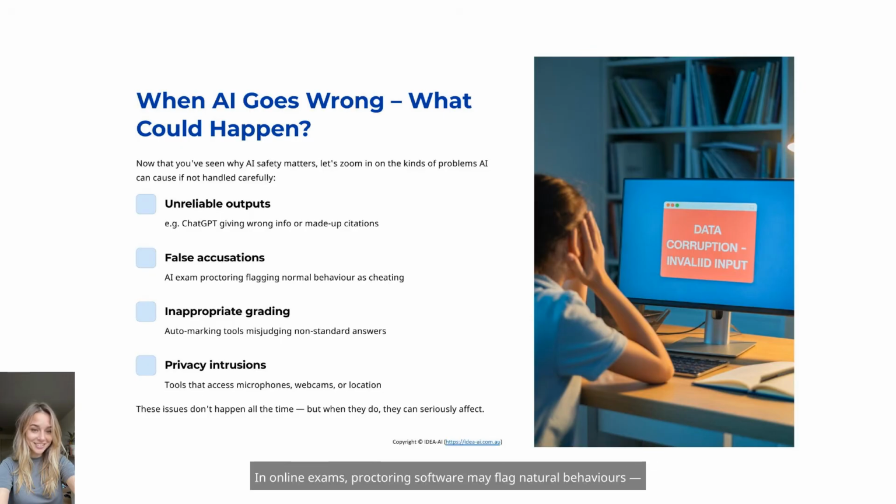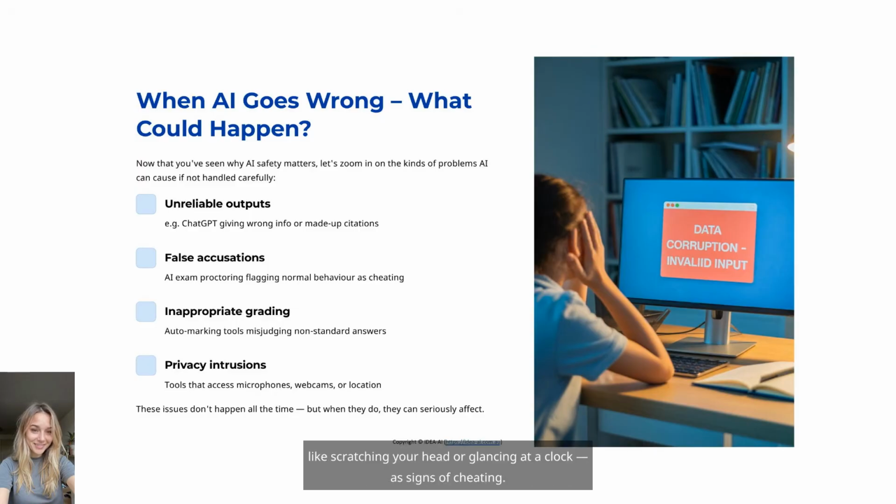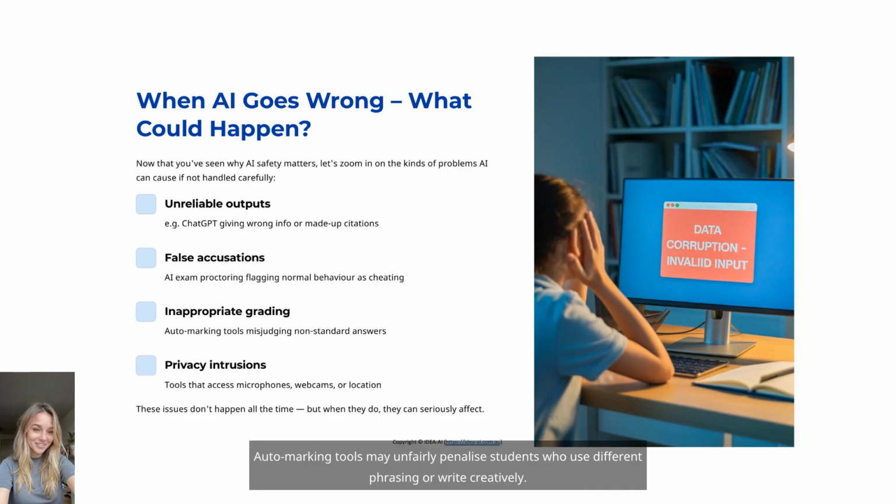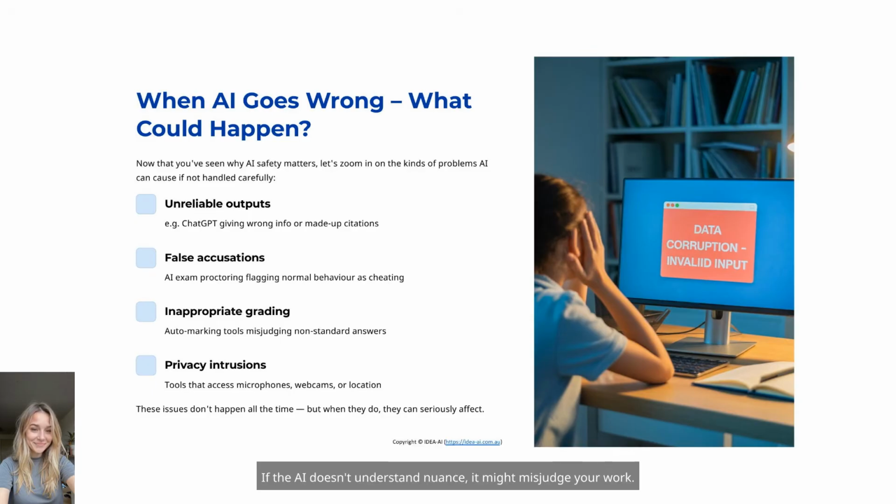False accusations in online exams. Proctoring software may flag natural behaviors, like scratching your head or glancing at a clock, as signs of cheating. Even if you're innocent, it can trigger unnecessary investigations. Bad grading. Auto-marking tools may unfairly penalize students who use different phrasing or write creatively. If the AI doesn't understand nuance, it might misjudge your work.